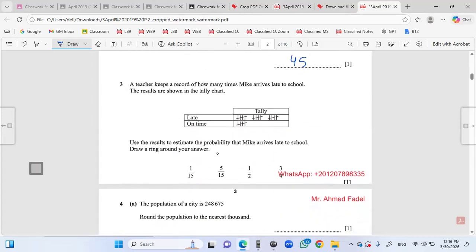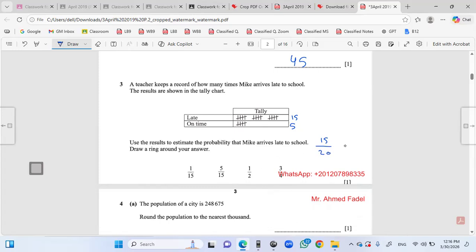The next question is a teacher keeps a record of how many times Mike arrives late to school. The results are shown in the tally chart. Use the results to estimate the probability that Mike arrives late to school. So here late is 15 and on time is only 5. So what is the probability that Mike arrives late to school? It is 15 out of 20.